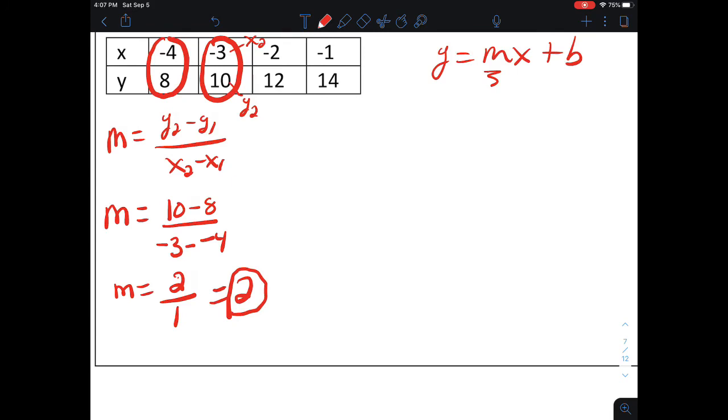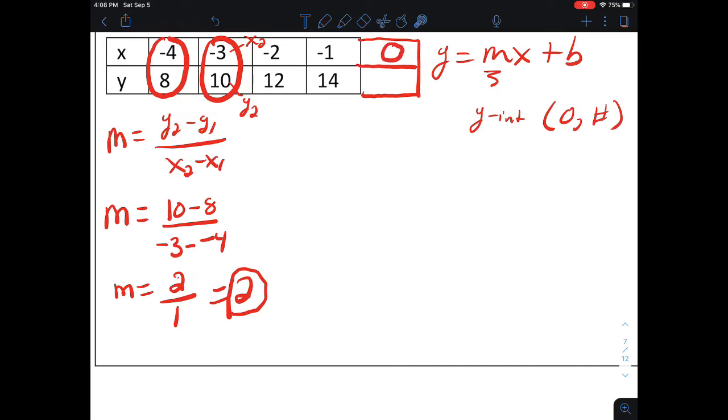Now we don't know what the y-intercept is, because the y-intercept has to have an x value of 0, 0 comma some number. Well, we don't have that information. Now, in this table, I know that the slope is 2, so I can continue this table on and find the next point. Looking at the table, we go negative 4, negative 3, negative 2, negative 1, continue the pattern. The next number would be 0.